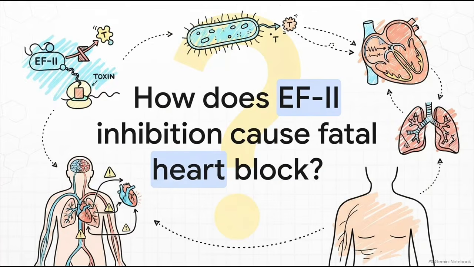We have gone from a simple gram-positive rod all the way to a complex multi-system failure today. As you continue your board prep, I want to leave you with this thought to mull over. How does a tiny, microscopic mechanism, like the inhibition of elongation factor 2, scale up so violently to cause fatal systemic issues like heart block and respiratory failure? Understanding that incredible bridge between the molecular and the clinical is the real key to mastering these topics. Keep connecting those dots, and we will see you in the next explainer.